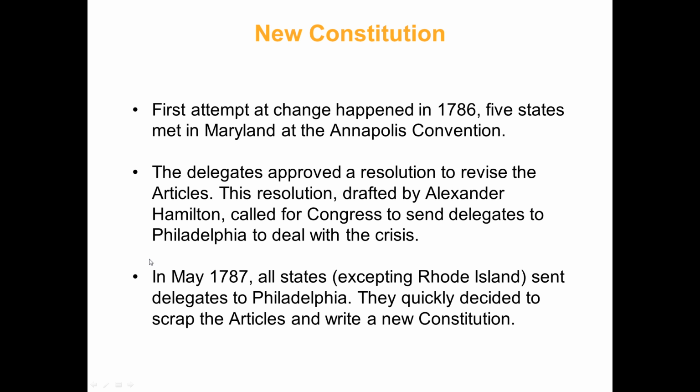Eventually they agree on May 1787 in Philadelphia to discuss these problems. The plan is originally to change the Articles of Confederation to try to make them work better, but once they get into this convention in Philadelphia, it quickly becomes evident that they really need to just scrap them altogether and start out with a completely new document. So we get into what becomes a constitutional convention, a convention to write a new constitution. Every state sends delegates there except for Rhode Island.